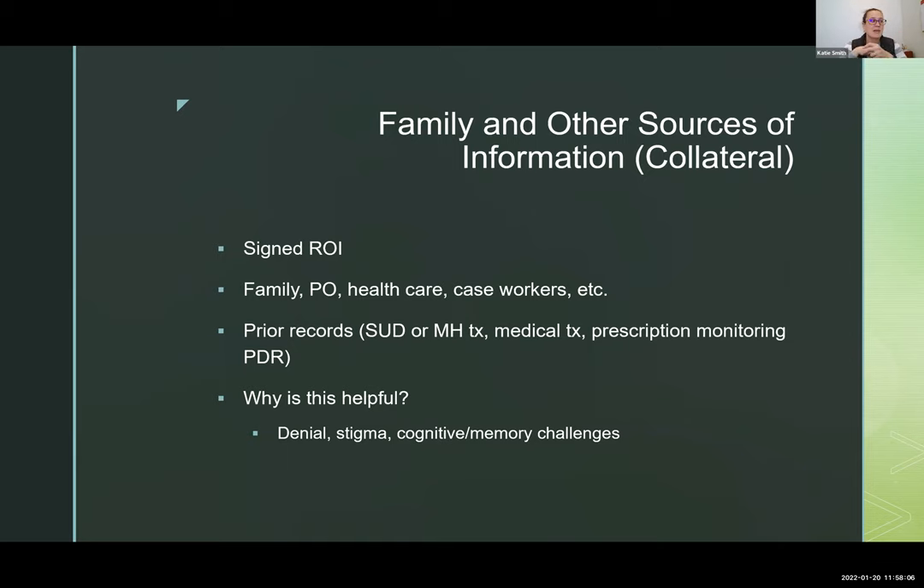Some common places we might be getting some collateral information: family, probation officer, healthcare providers, caseworkers, maybe previous treatment or concurrent treatment. So maybe they do have a mental health provider that has referred them over to us. So we want to get records from those people who are treating them, maybe in the past, but also currently. Also, we want future people. So if I'm working in an inpatient unit and I know that I'm going to be referring them out to this program when I'm done, I'm going to need a release of information in place to do that.